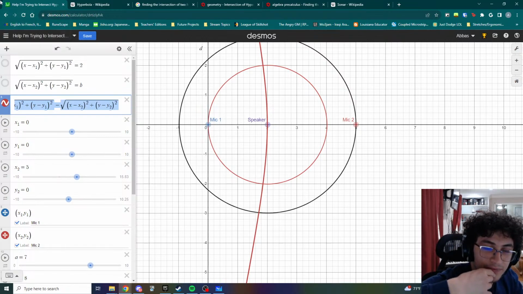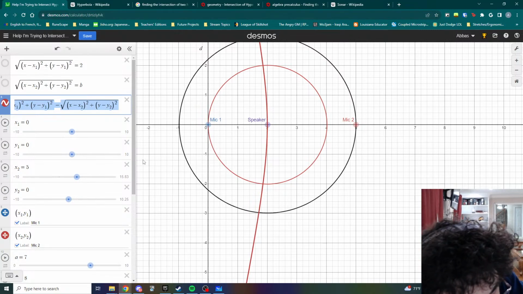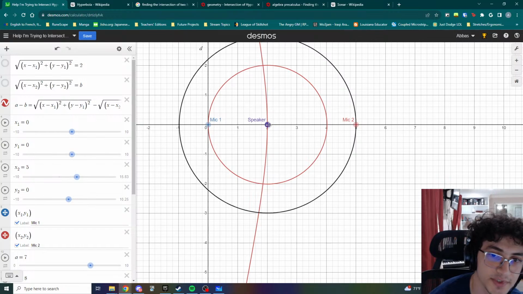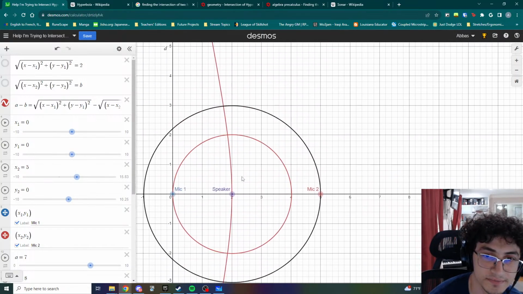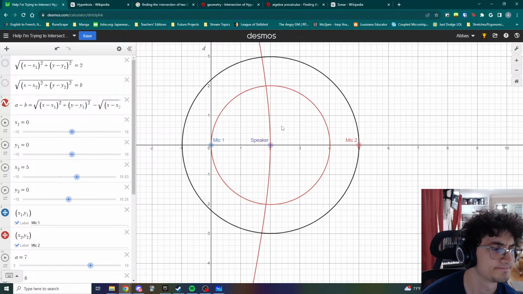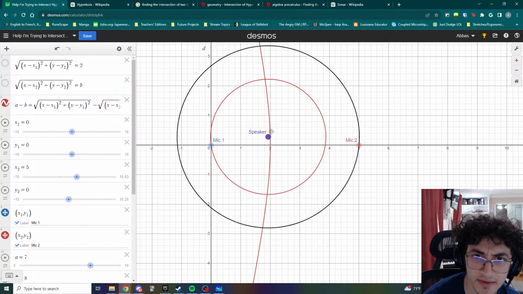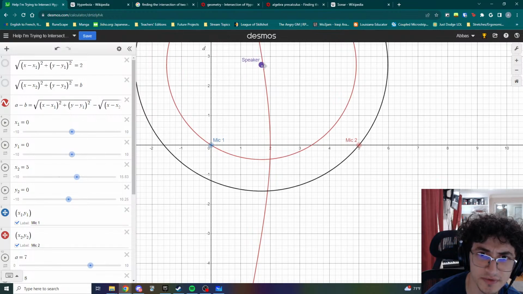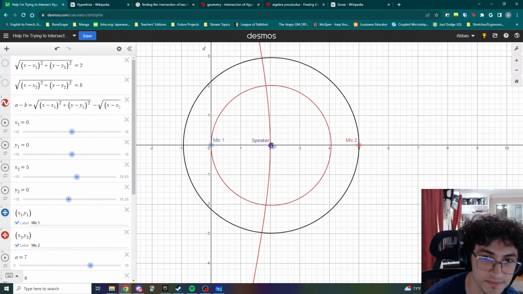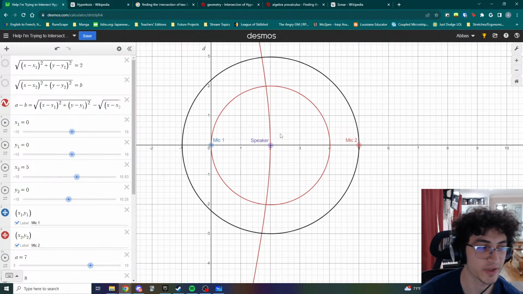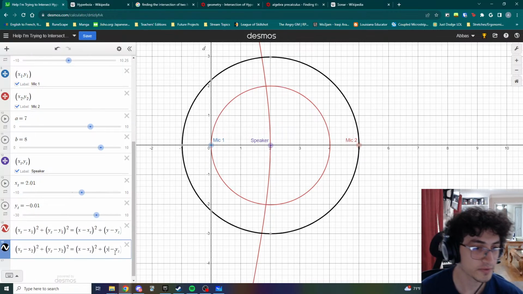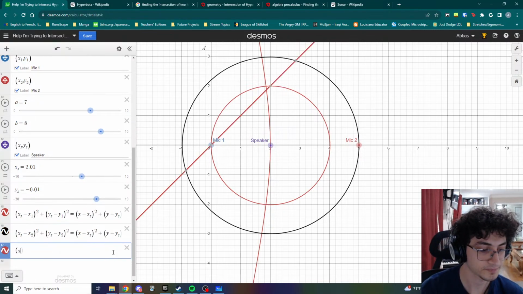You might also notice, hey, wait, this is still a whole bunch of solutions for where the speaker could be. How do I pick just one? You can't. So you actually do need a third microphone. Let's add in a third microphone.